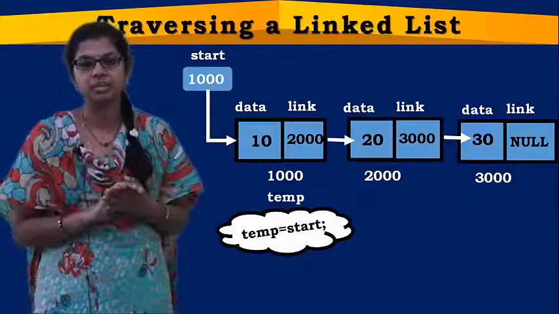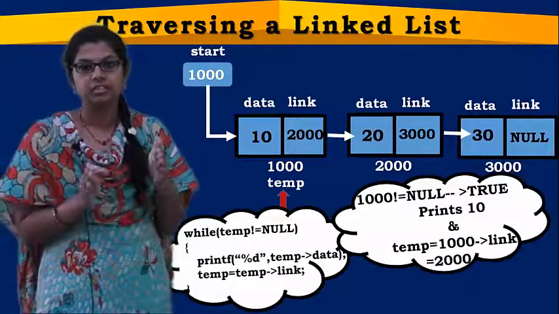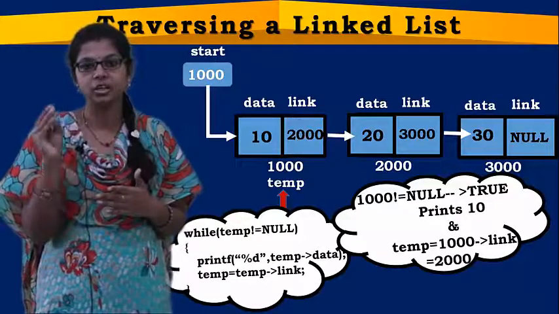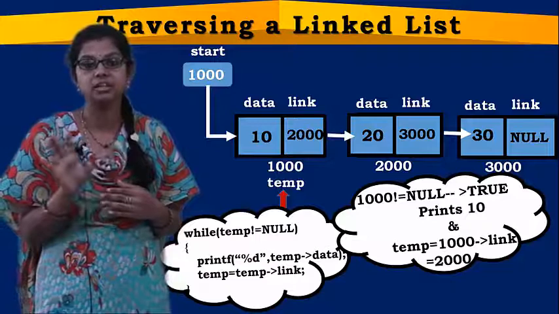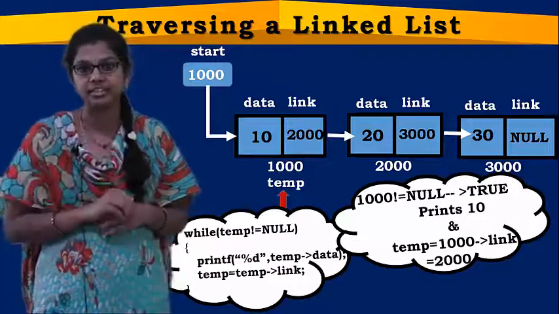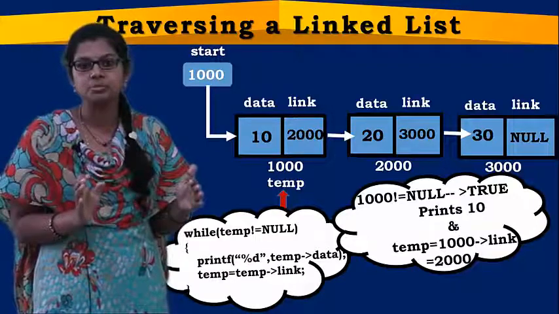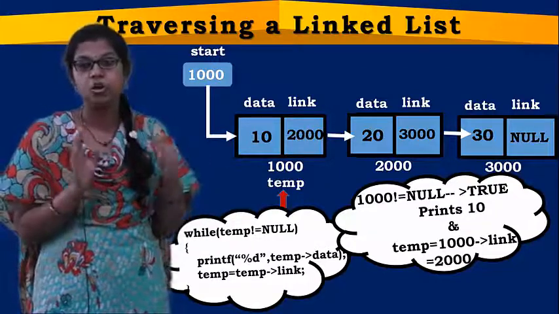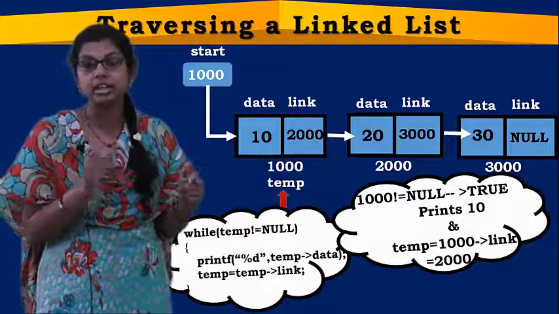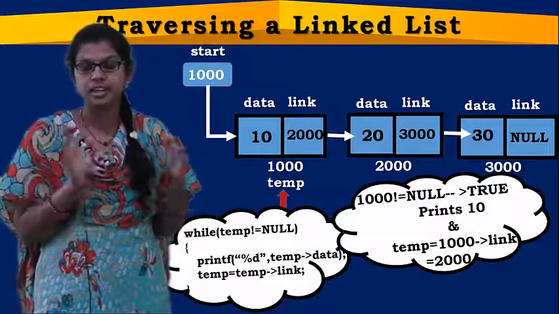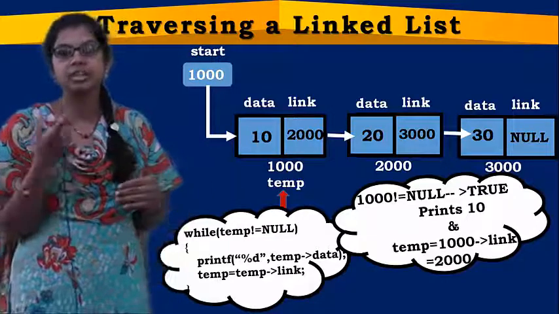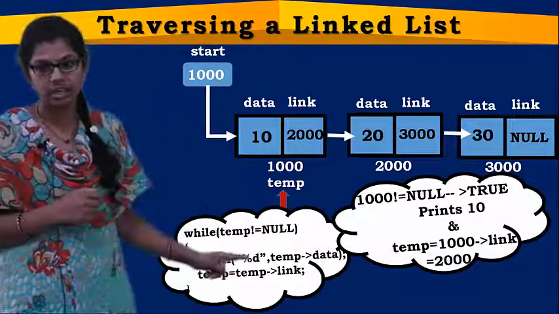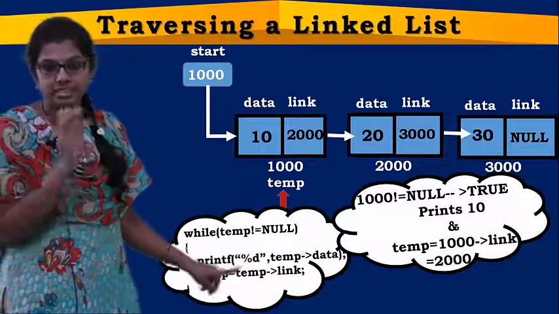Now we have to check whether a node is there or not, meaning temp not equal to null. If temp is not equal to null, it means some address is assigned to it, which means the node exists, right? When a node is there, you have to display its data part. So while temp is not equal to null, first you have to print its data part.